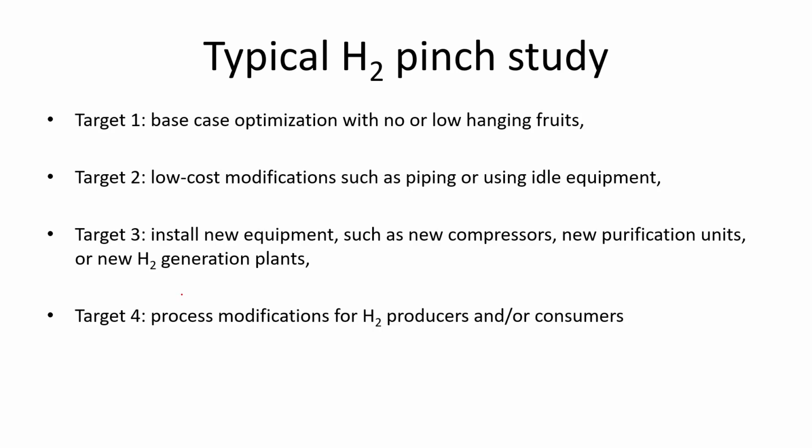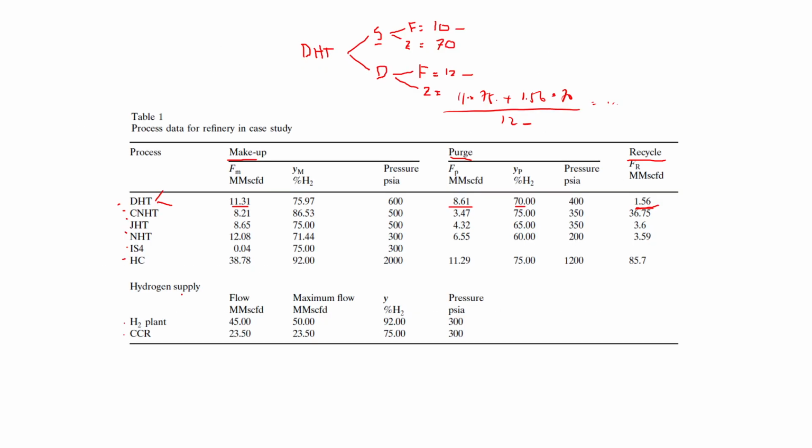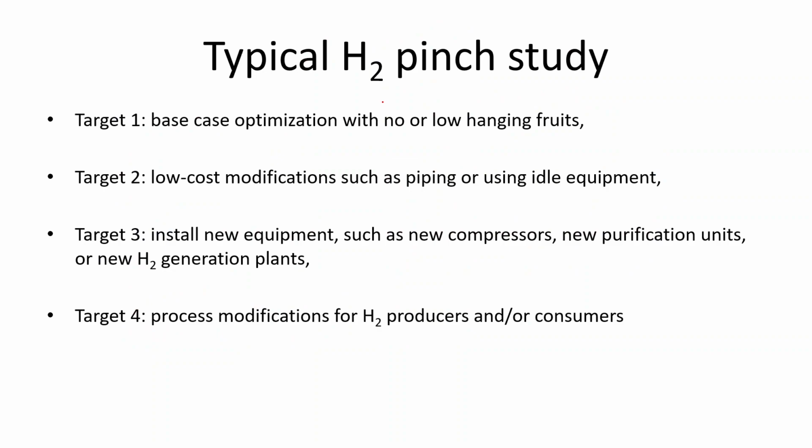Number one, obviously they do the mass balance like what we just did, and then they calculate the actual source streams and the actual demand streams, the conditions of both the streams for each of the hydrogen consumers and hydrogen producers. And then they see what we can do. What we can do means they look around and see what they call low hanging fruits, and then they do low cost modifications like piping. I will show you, we will go to that.